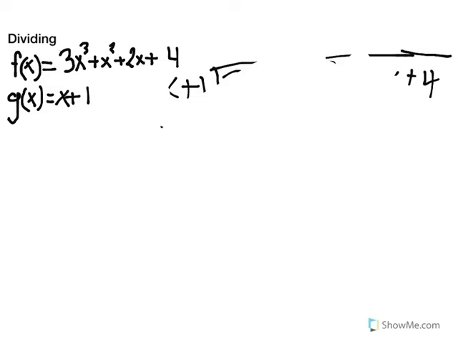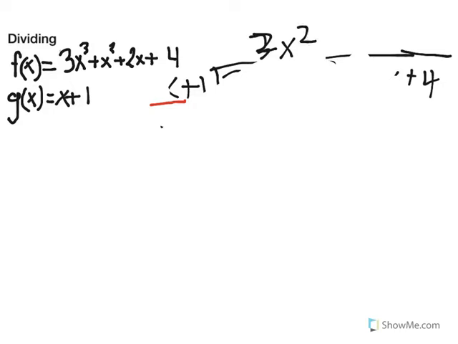Okay, so when dividing polynomials, you want to set it up like any other long division problem. So you have your f of x being divided by your g of x. And so what you're going to want to do is take the highest power of g of x and see how many times it goes into your first term. So x goes into 3x cubed, 3x squared times.